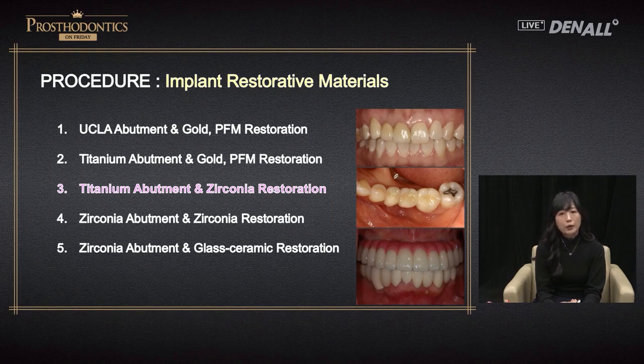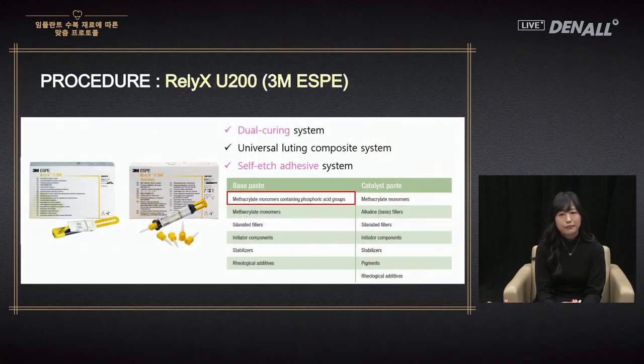Next, I'm going to talk about titanium abutment and zirconia restoration cementation procedure. For zirconia restoration, in general, resin cement is used for cementation. Unlike glass ceramic, during inner surface treatment, it is not etched with hydrofluoric acid. So, the Rocatec or CoJet system is used for sandblasting. In order to cement the zirconia restoration, self-adhesive resin cement is used commonly.